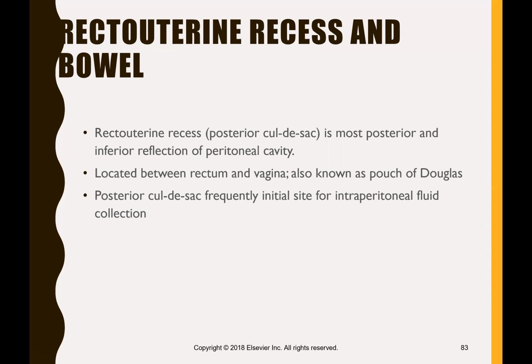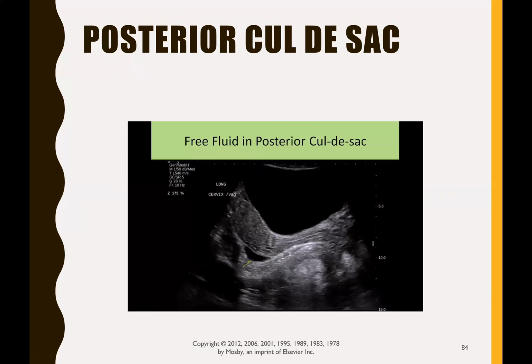Like we've talked about, the rectouterine recess is the most posterior and inferior reflection of the peritoneal cavity. So you will see some fluid within the posterior cul-de-sac different times of the patient's cycle. Totally normal. There it is. This is the uterus. Look how big that bladder is, nice and full. And then you'll see a little bit of fluid. And yeah, that's pretty normal.